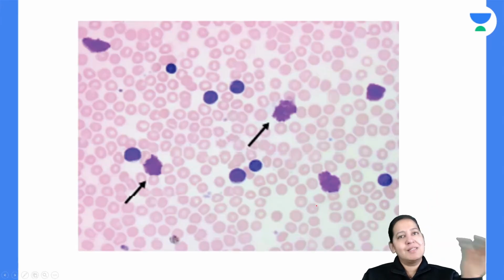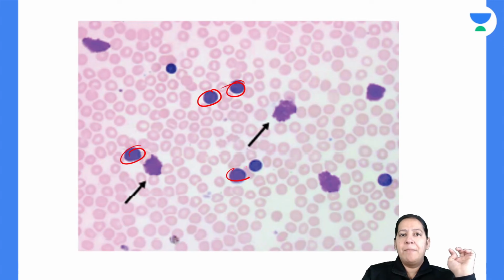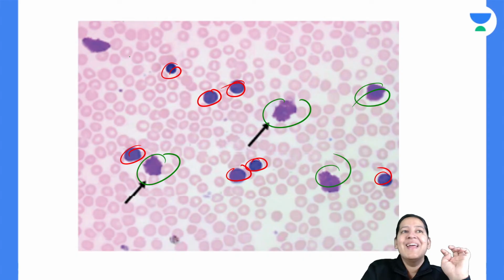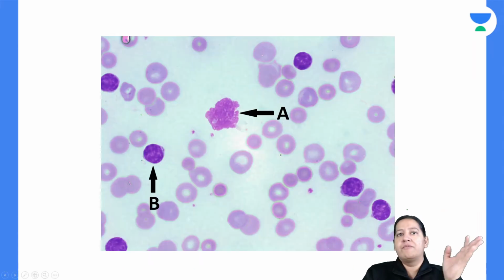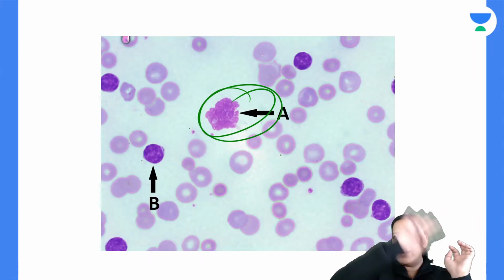Smudge or basket cells, the same diagram. These all are lymphocytes, and the burst ones, this one, this one, this one, this one, these are smudge or basket cells. So this is a smudge or basket cell, and the rest all are lymphocytes.